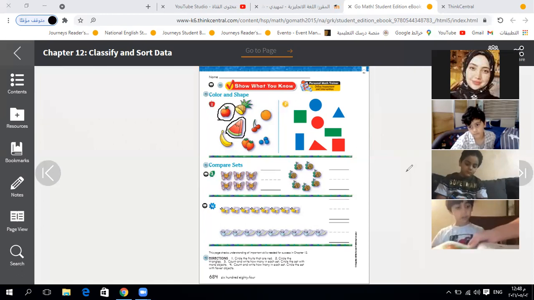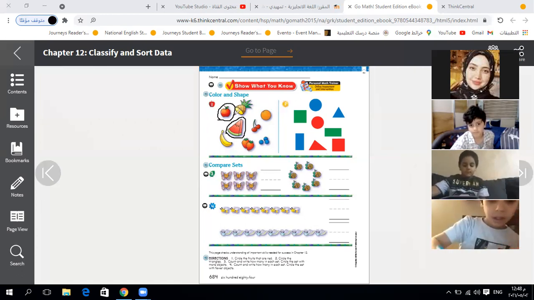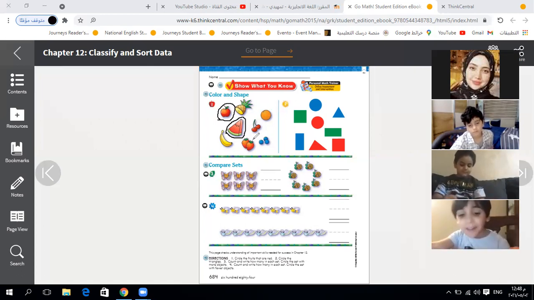So Yasin, here we have to circle the fruits that are red, okay? So I just circled the apple, the watermelon. What about the other fruits? Can you tell me? Strawberry. Strawberry, excellent. So the strawberry is red. So I have to circle it, bravo.